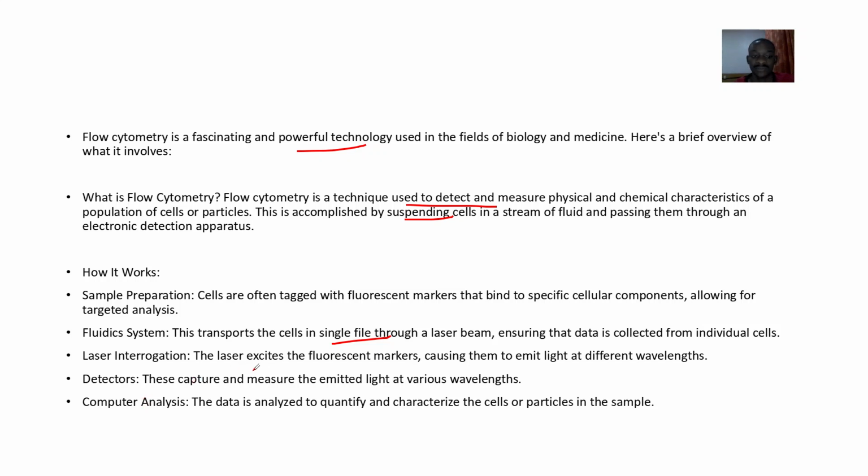Laser interrogation: the laser excites the fluorescent markers, causing them to emit light at different wavelengths. Detectors capture and measure the emitted light at various wavelengths. Computer analysis: the data is analyzed to quantify and characterize the cells and particles in the sample.